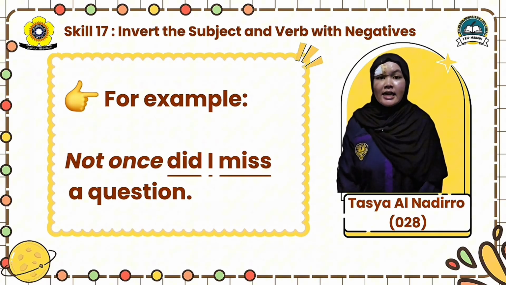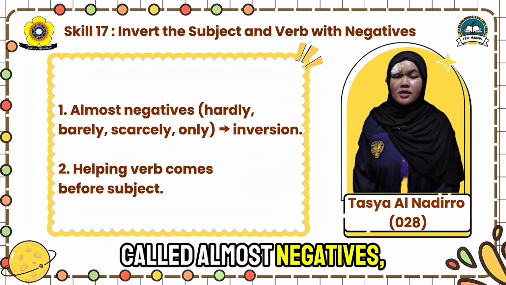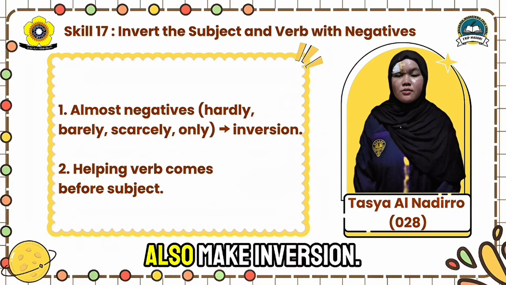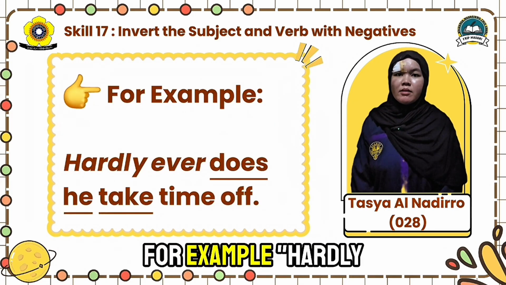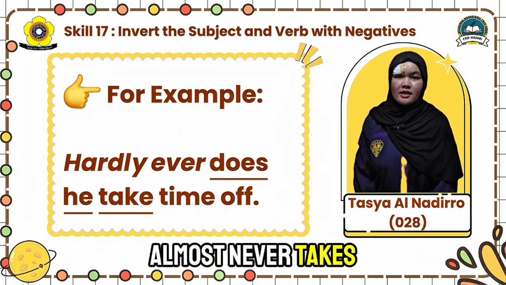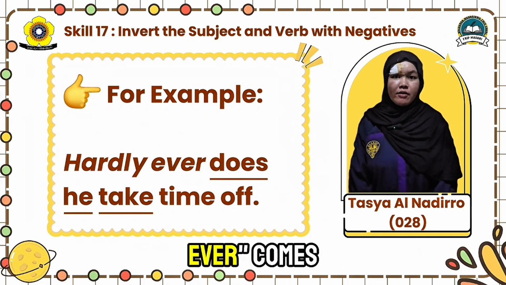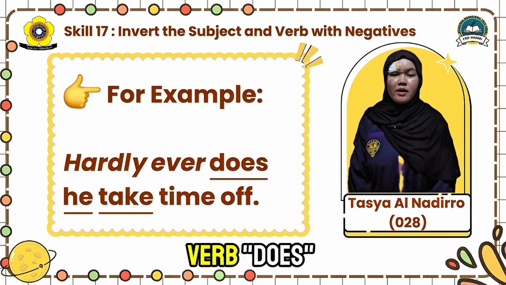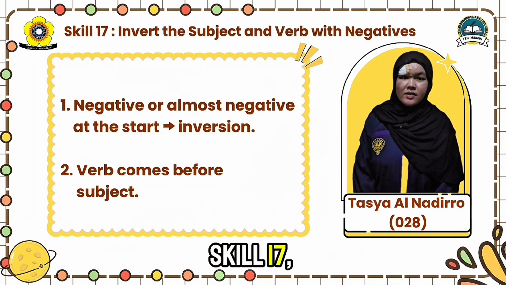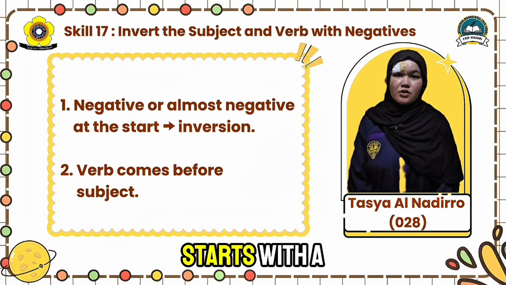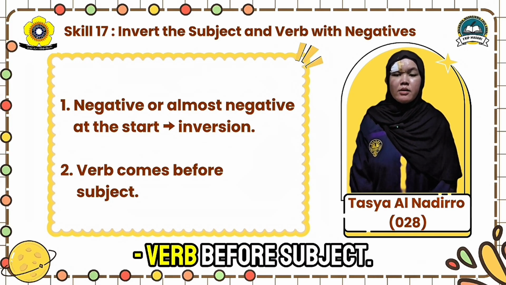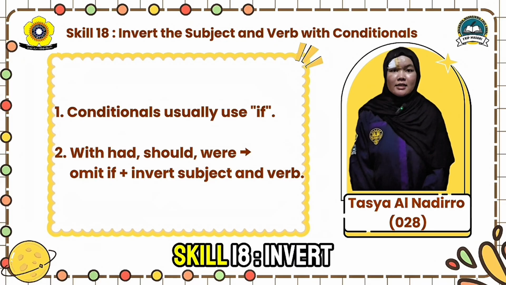Another type is called almost negatives, such as hardly, barely, scarcely, and only. These also make inversion. For example, "Hardly ever does he take time off." This means he almost never takes time off. The words "hardly ever" come first, so the helping verb "does" goes before the subject "he." So, in skill 17, always remember, when a sentence starts with a negative or almost negative word, switch the order. Verb before subject.